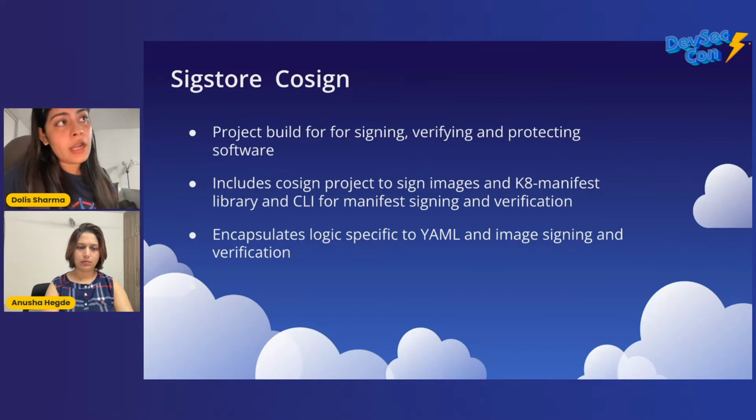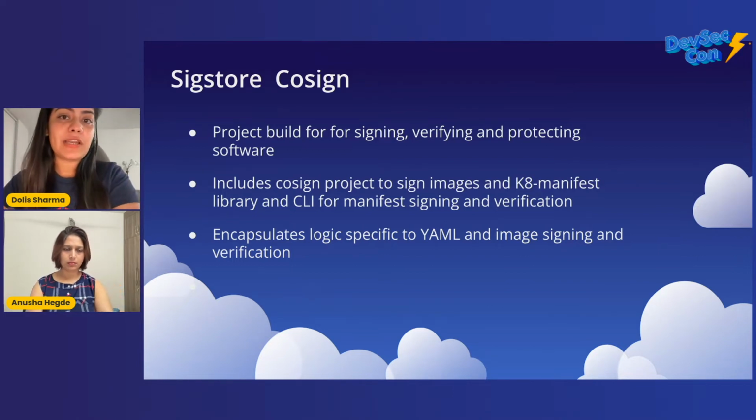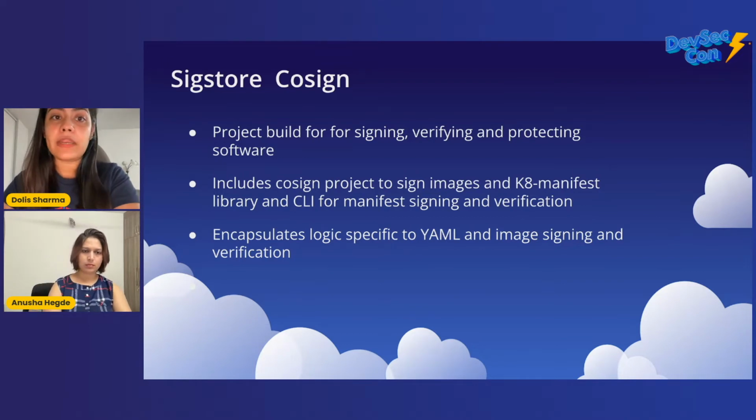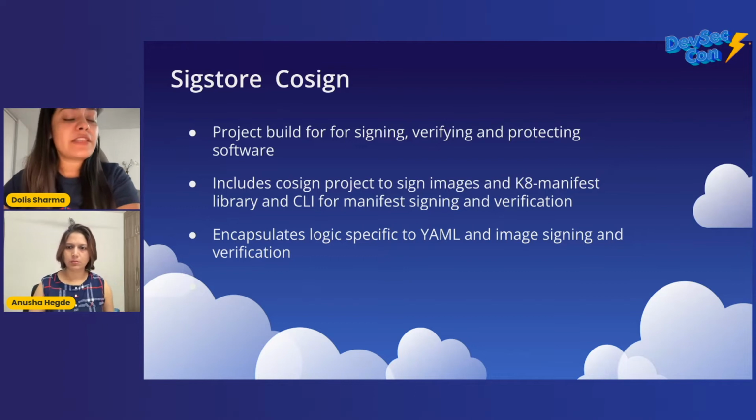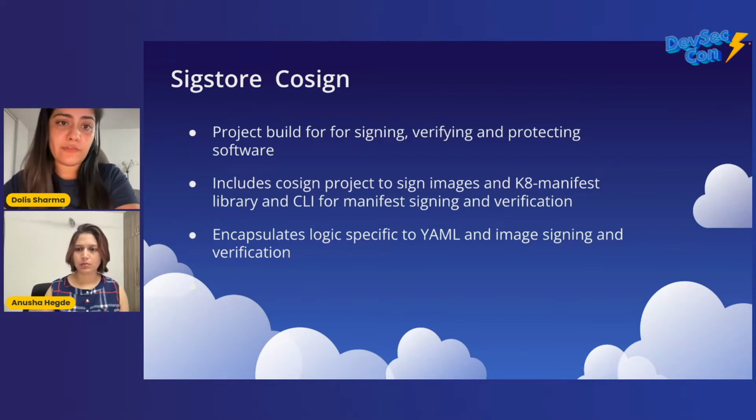Now, unfortunately, when you add these pieces, it's often hard to put together. So that's where Sigstore helps. Sigstore is a set of open source projects for signing and verifying and protecting your software. Cosign is a sub project which is specially targeted at signing and verifying container images. It includes the Cosign project to sign and verify images, and it also encapsulates some of the logic specific to YAML and image signing and verification.